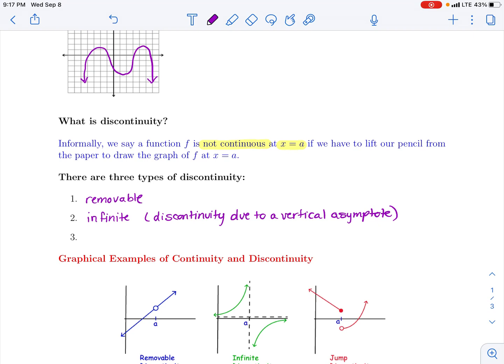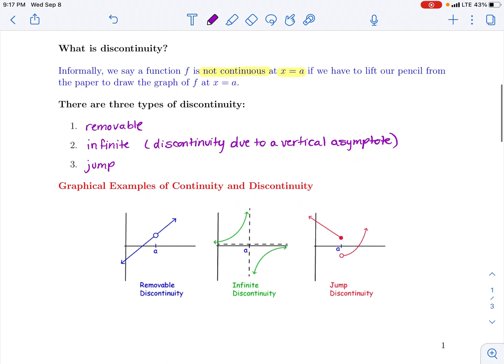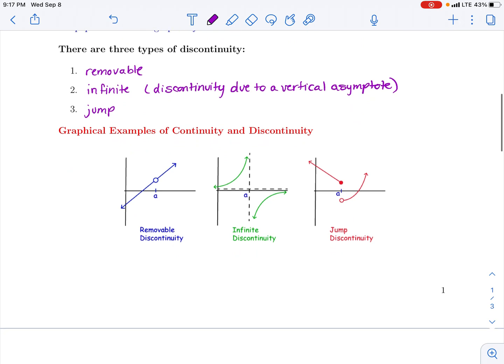Okay, and then the last one is what we call jump discontinuity. And when you see this as far as an example, you can see that it physically looks like you jumped. Like there's this big gap in between the two pieces of the graph, and so you can see what I mean by that. So in other words, when we look at these graphs, you kind of see intuitively where they get their names.